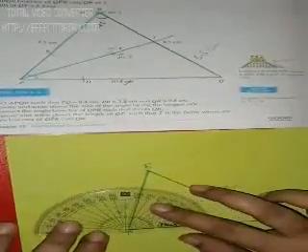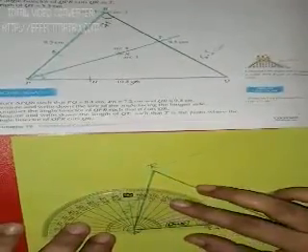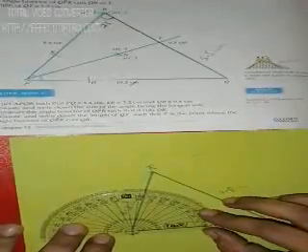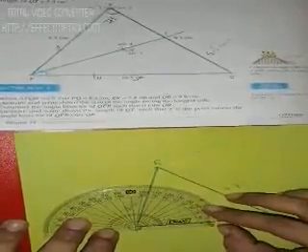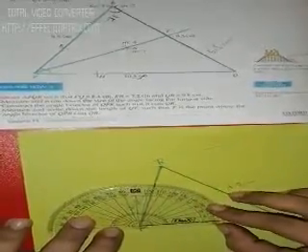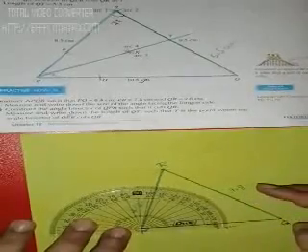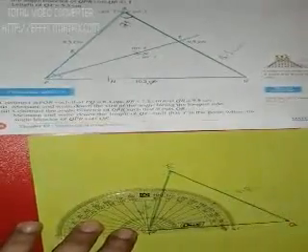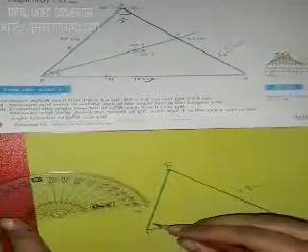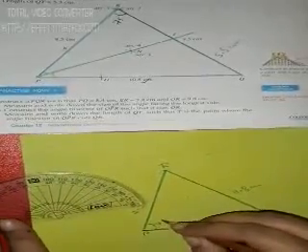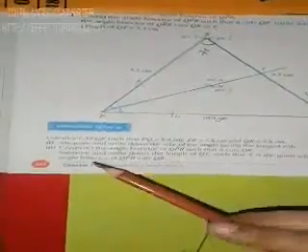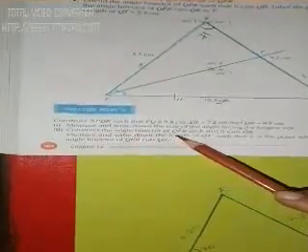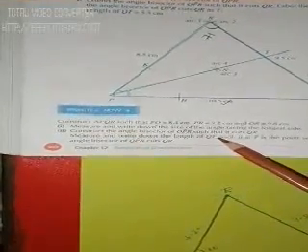Put your protractor with the center P. Now see, it's about 75 or 76, approximately 76 degree. This is 76 degree. Construct the angle bisector of QPR. We have to draw the angle bisector of QPR.